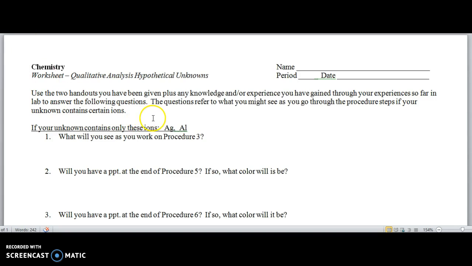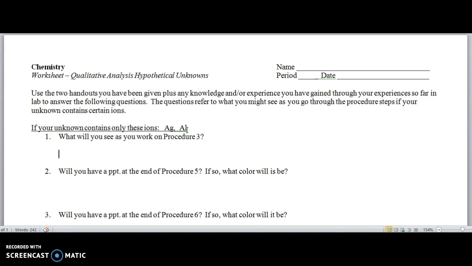The first unknown that's presented says if your unknown contains only these ions, Ag and Al. So this hypothetical unknown has only the silver and aluminum ions. And the first question asks, what will you see as you work on procedure 3? So in step 3, we know that we're testing for mercury by adding ammonia to the white residue from step 2. Now if we had mercury, we know it would turn black or dark gray, but we don't have mercury. So I don't want you to tell me what wouldn't happen or what you wouldn't see. I want to know what it would look like.